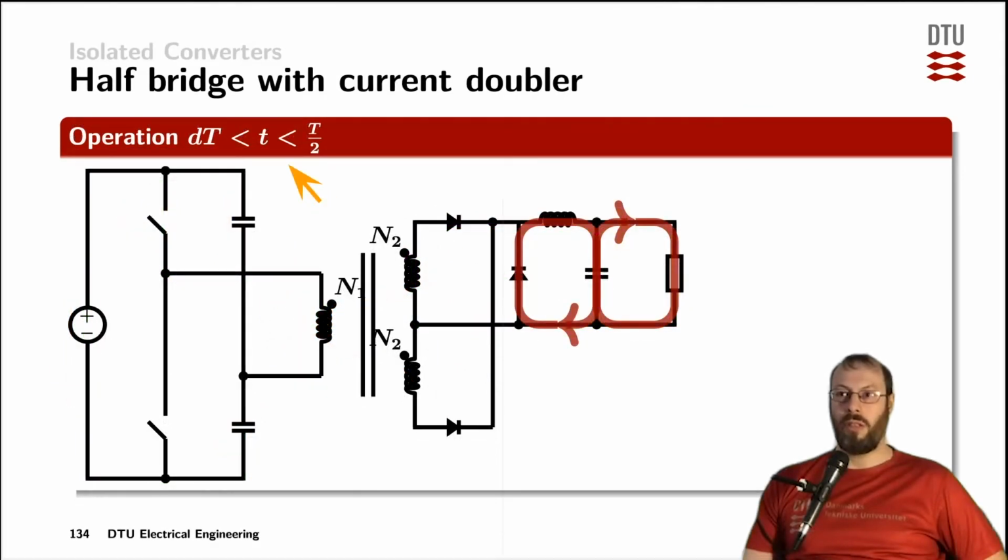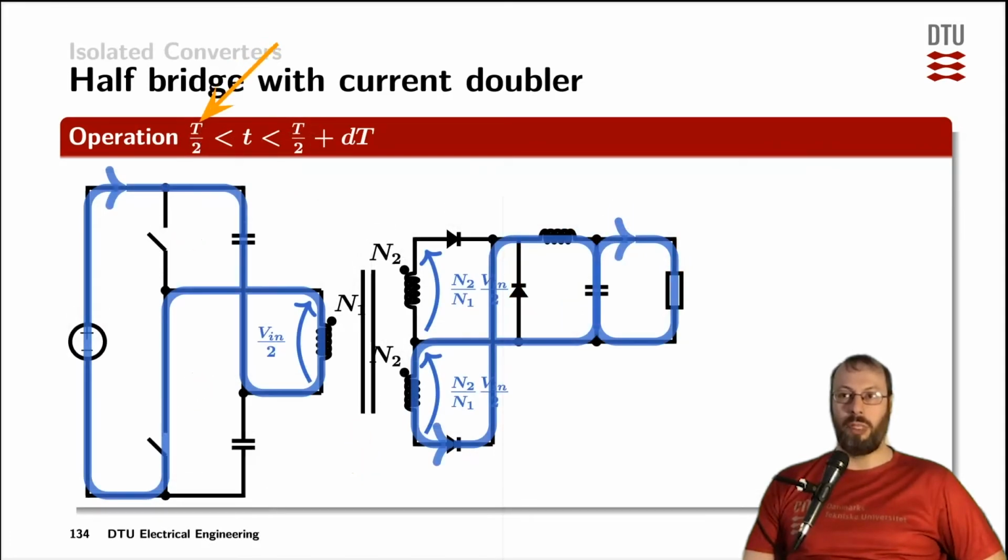For the rest of the first half of the period here, both switches are turned off. The low side switch here and the high side switch are off. Nothing is really happening in the transformer here. And the inductor current on the secondary side keeps charging the capacitor and supplying the load and is freewheeling back through the freewheeling diode. And the circuit is closed this way.